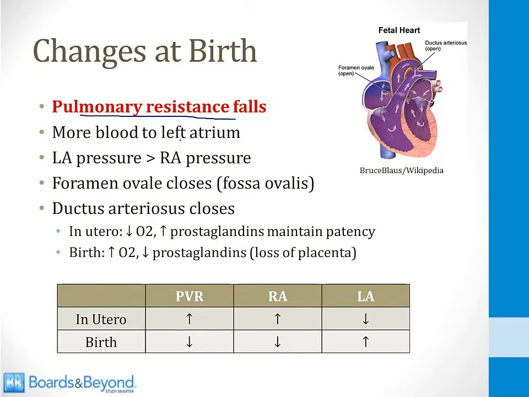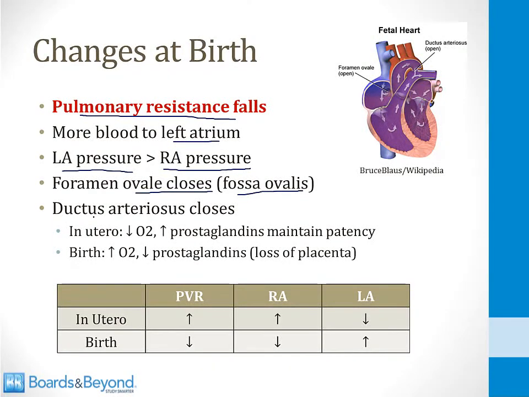This leads to more blood in the left atrium, and it raises the pressure in the left atrium so that it becomes higher than the right atrial pressure. This is going to close the foramen ovale in most cases so that it becomes the fossa ovalis. Like I showed you before, when pressure in the left atrium becomes high, it pushes that septum primum against the septum secundum and the two structures fuse together.